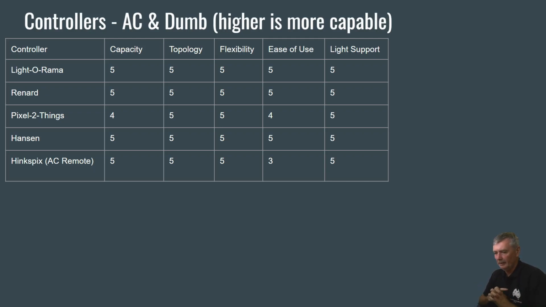Alan Hansen and Hansen Electronics has a number of AC and DC type options, and if you're in Australia, particularly with some of the lights that we have, where we use a lot of switch mode power supplies and AC, low voltage AC lights, Hansen's got some very interesting boards that are quite capable there. And then there's the HinksPix AC remote, which fits within its remote family. Again, quite capable boards. I've marked them a little bit down again on ease of use for similar reasons to the Pixel 2 Things. They can be a little bit quirky to set up and get configured and up and going in xLights, but quite capable boards in terms of driving AC lights.